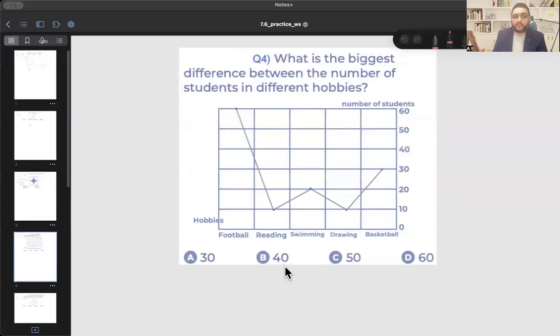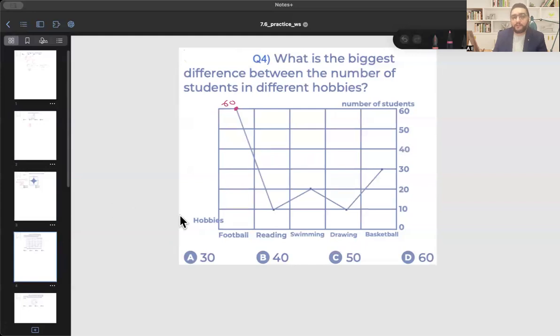Let's move to the next question. Question 4. What is the biggest difference between the number of students in different halves? In this question, you have to read the question carefully and read the graph carefully. The maximum number is 60, which represents football. So the maximum one is 60.